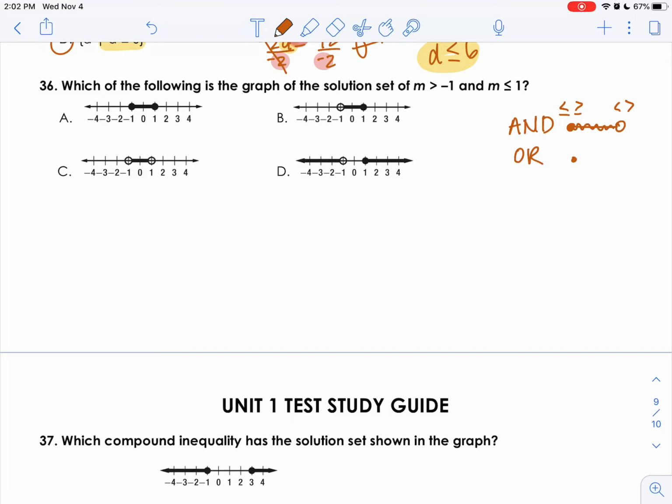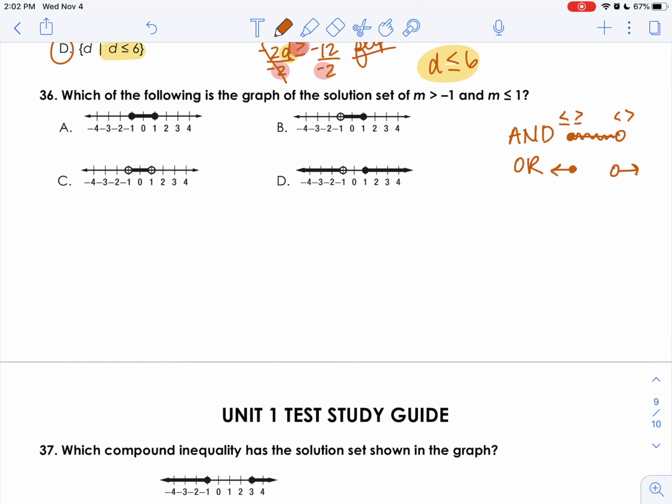"And"s are usually in between 2 points, and we're looking for the overlapping area of an "and". "Or"s are typically going to face outwards, so it will look like this or that. Once again, we can have either closed or open dots, indicating if it's greater than or equal to, less than or equal to, less than, or just greater than.